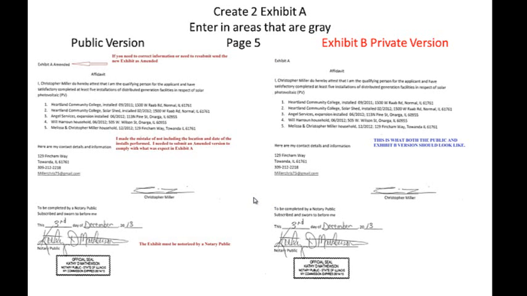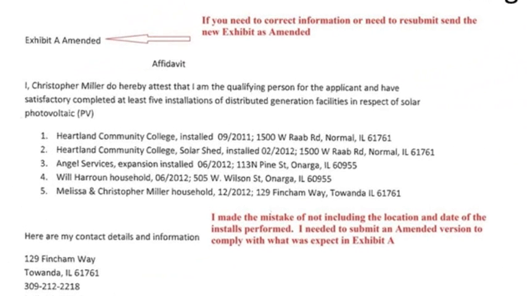Now, I submitted mine and I made a mistake. And here's the mistake that I made. When I first did mine, I just did an affidavit saying that I had completed 5 installs of a photovoltaic system, and I did not include the location or the date at which those were performed. The Illinois Commerce Commission, Sanjo, who works in this division, called me up and explained to me that I needed to do a revision.